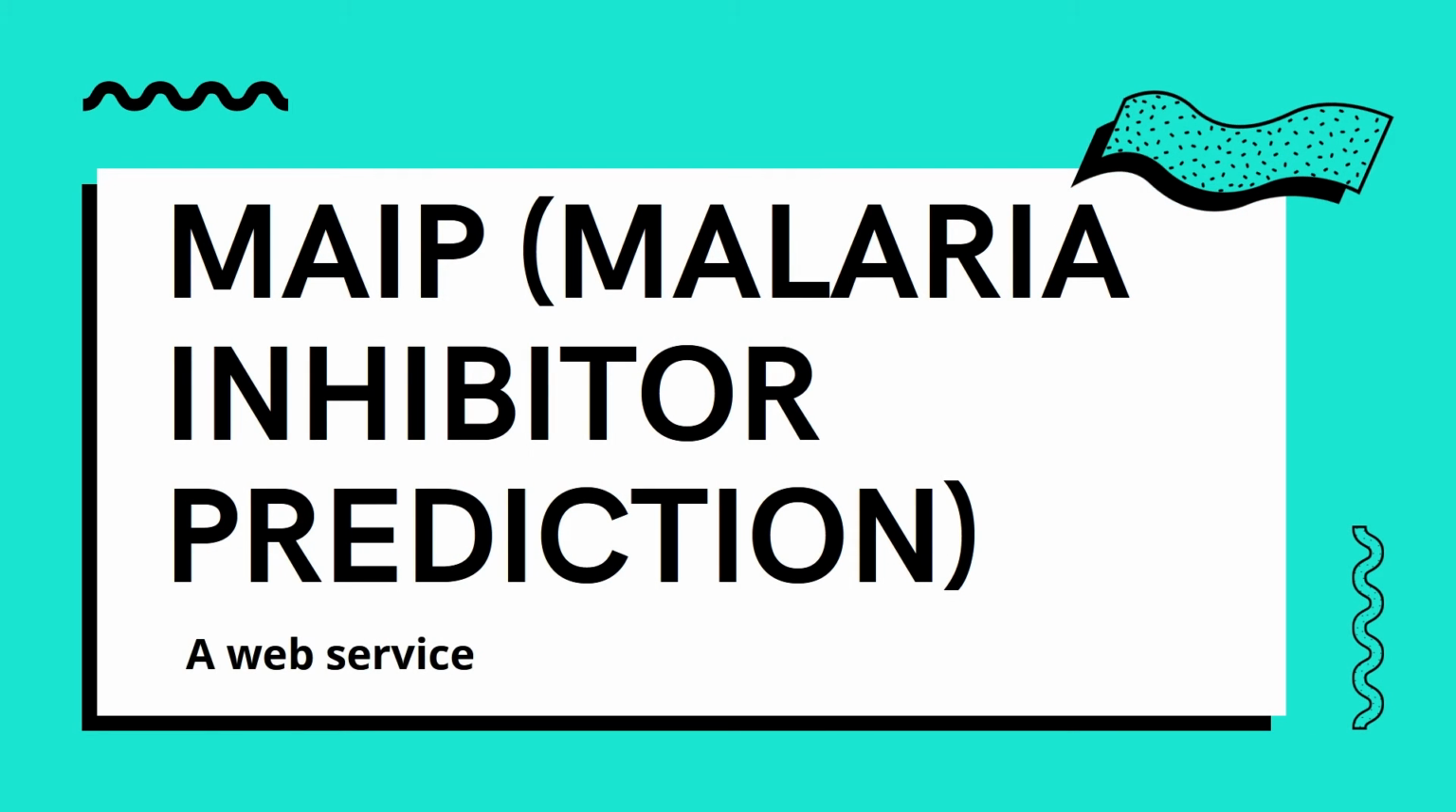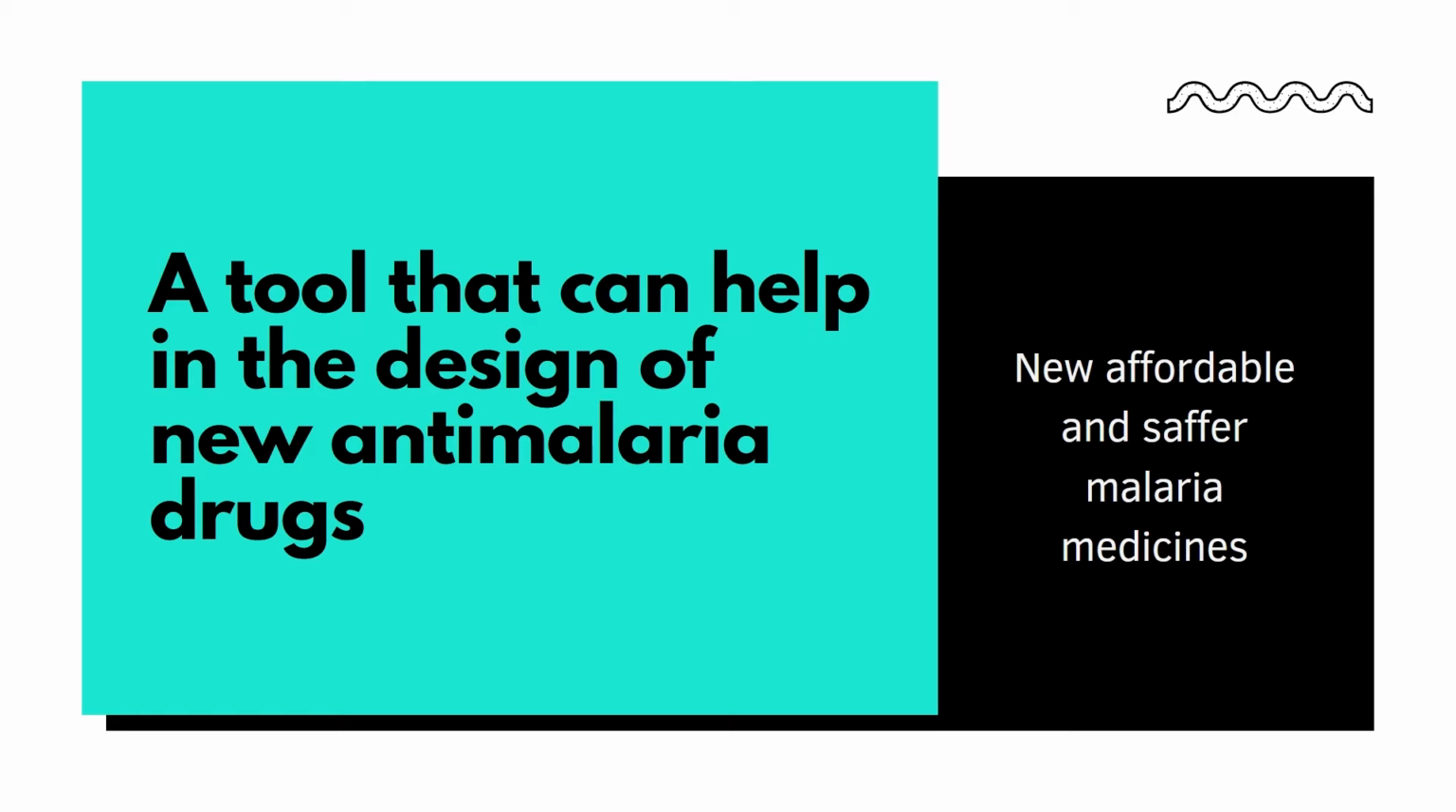Good day. Today, we will talk about a web service that can help us to predict blood stage malaria inhibition. This project was developed as a tool that can help in the design of safer and affordable malaria medicines. The web service is Malaria Inhibitor Prediction, also known as MAIP by its acronym.